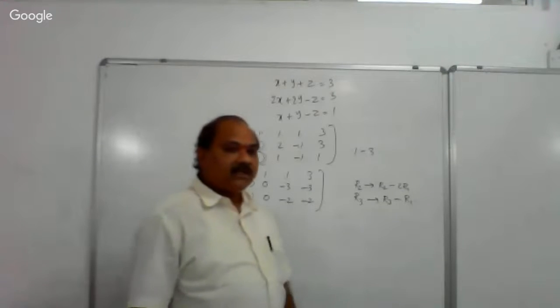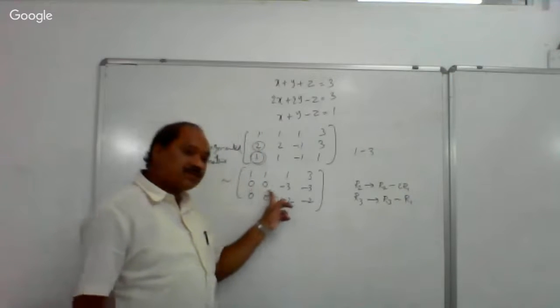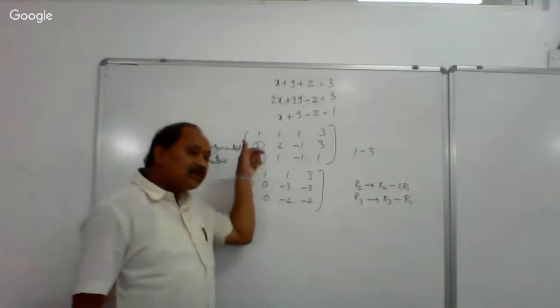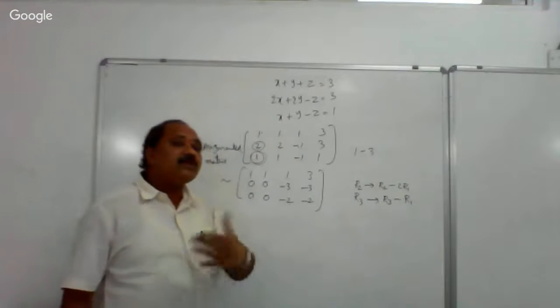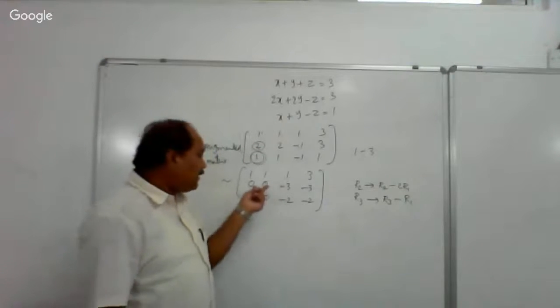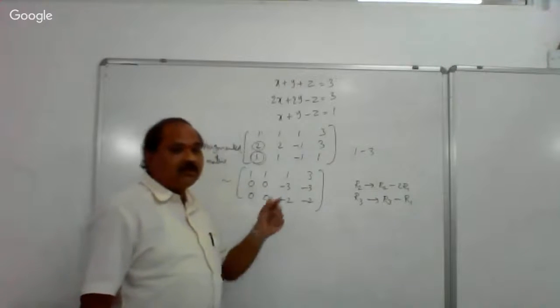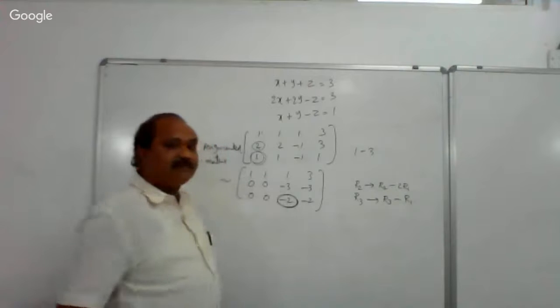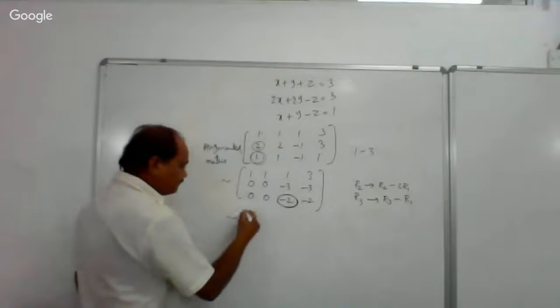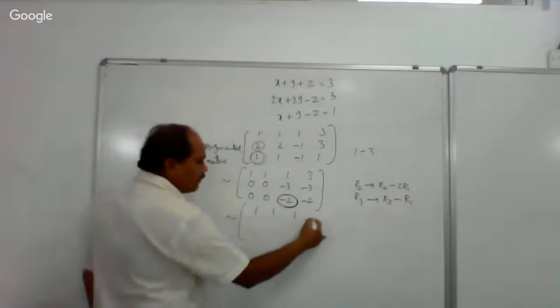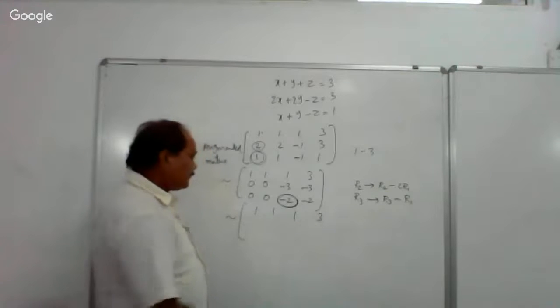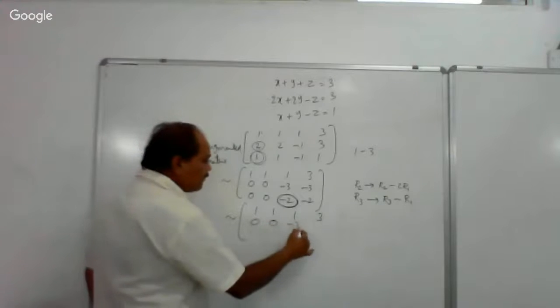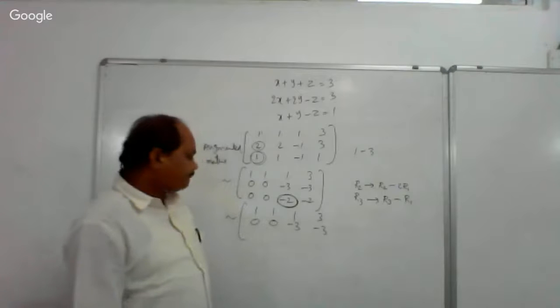Okay, but here we have two zeros. From top to bottom, the zeros are in increasing order. Here we have two zeros, here we have three zeros. Means first of all make 0 here. That is the final last: 1 1 1 3, 0 0 minus 3 minus 3.